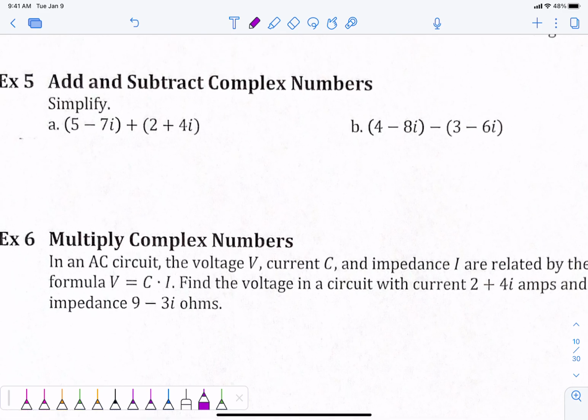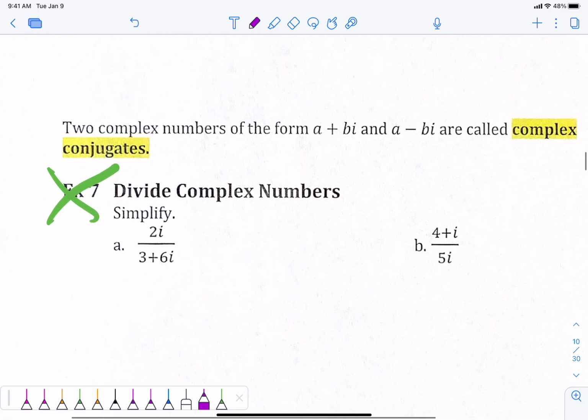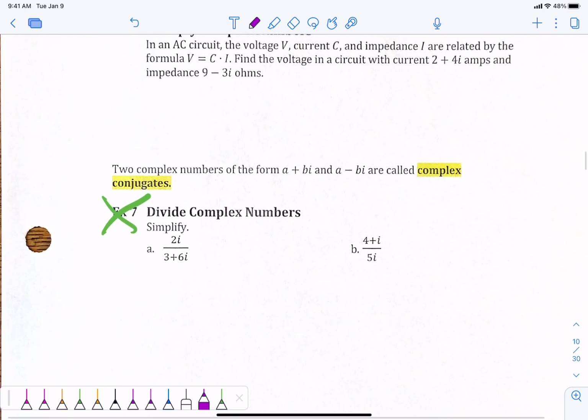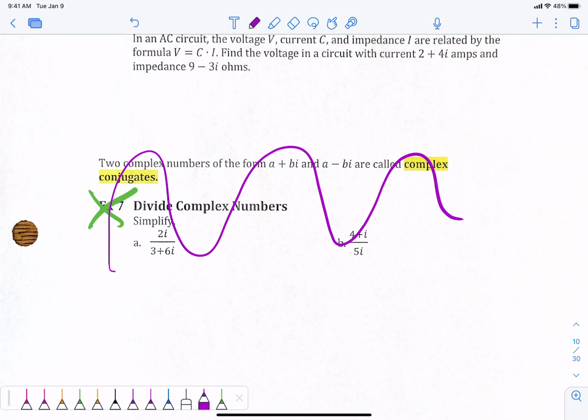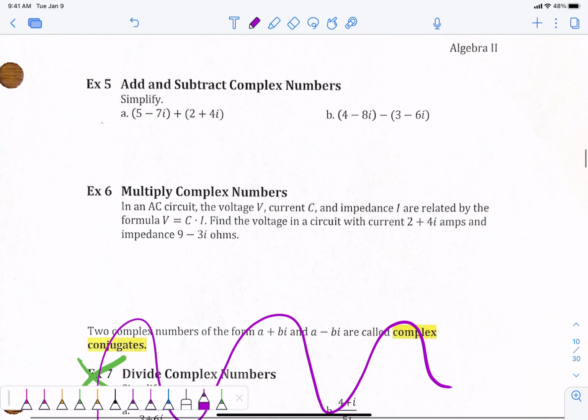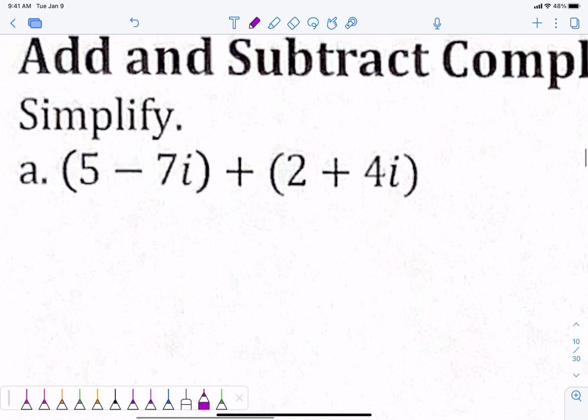Adding and subtracting. Here we go. Go to the back side, 3 problems left. We're going to skip example 7, because that's typically what I do with my trig kids. Maybe later on in the chapter I might show you how to do that for bonus. I don't know, we'll see. All right, adding and subtracting.